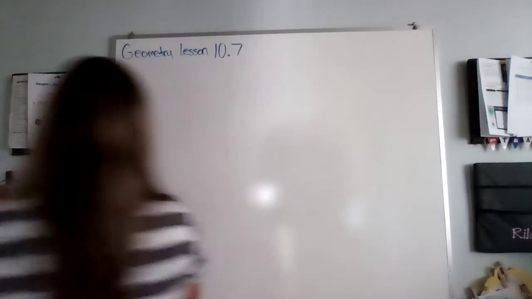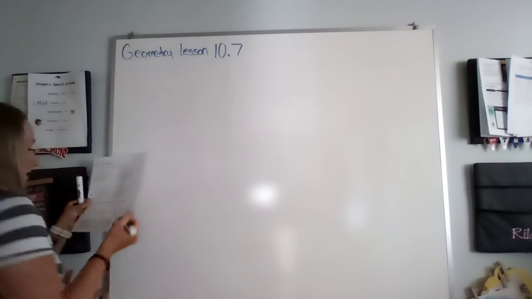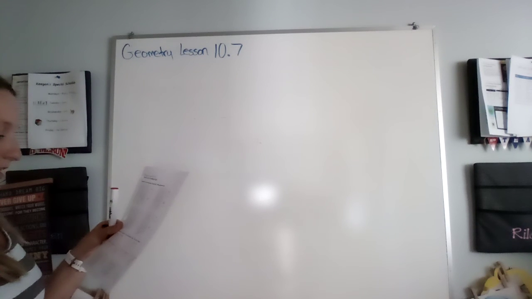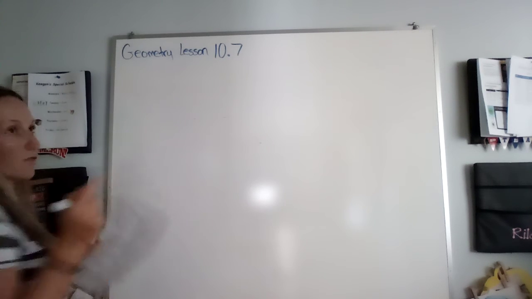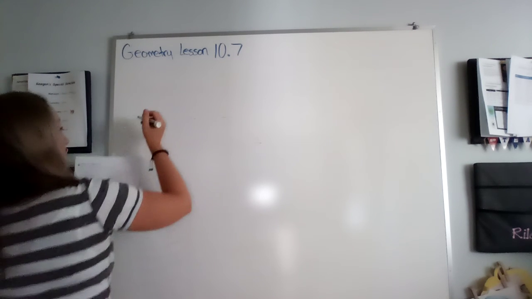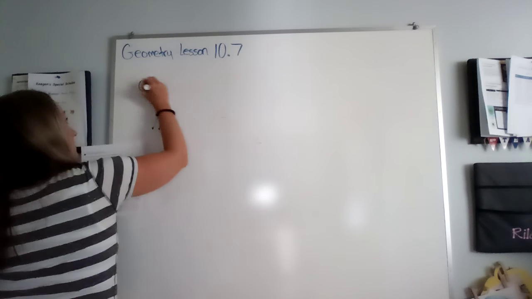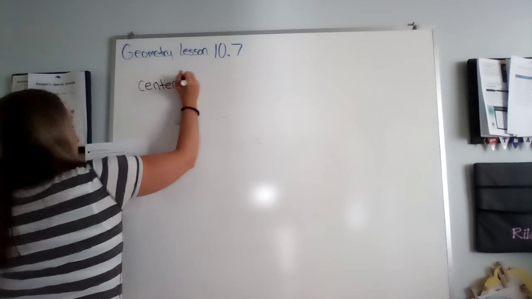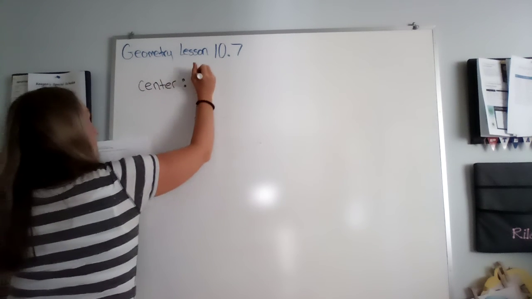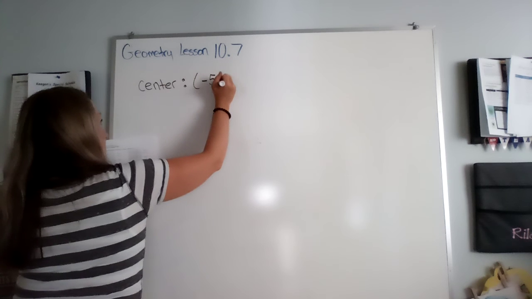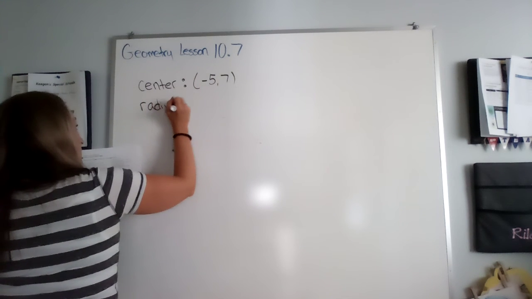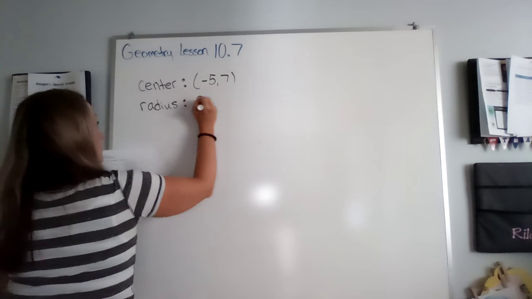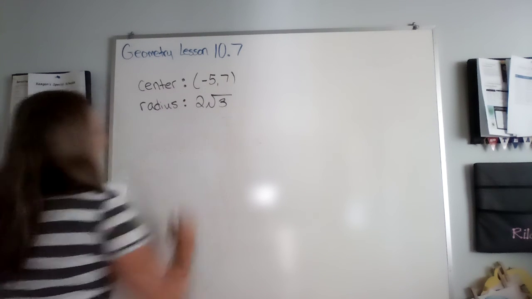All right. So for the next one, I'm going to ask you to find the center, the radius, and then write the equation. Or no, I'm giving you the center and the radius. So the center is (-5, 7). The radius is 2√3. This is the reason I wanted to do this one, because the radius is a little bit different.